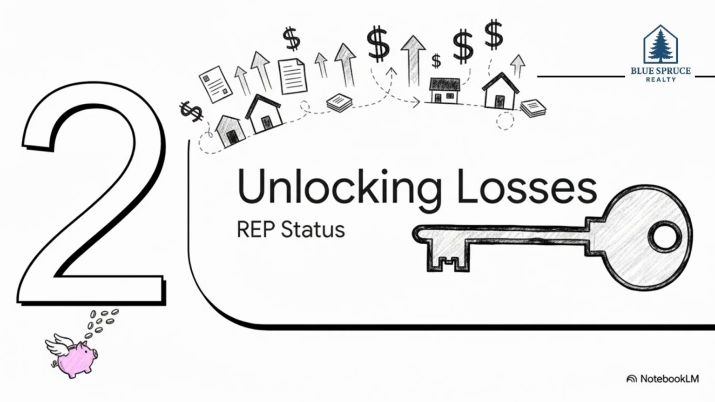But what if you could change that default setting? What if you could just tell the IRS, nope, not for me? Well, you can. The key is an official IRS designation called Real Estate Professional Status, or REP status for short. And this is how you turn those abstract paper losses into actual real-world tax savings.